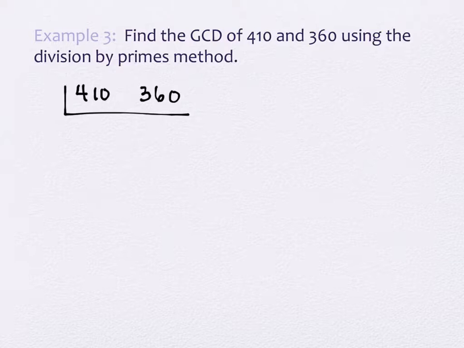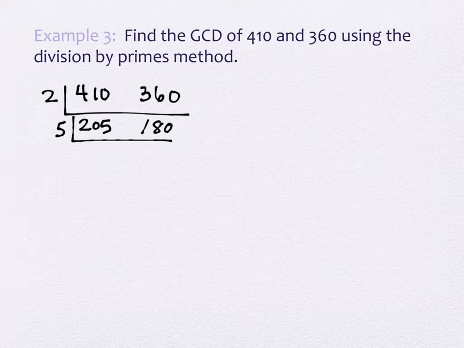So what is the smallest prime number that divides both of these? 2. All right, good. So what is 410 divided by 2? 205. And how about 360 divided by 2? 180. Will 2 divide both of those numbers again? No. Okay, so let's go to the next prime factor, 3. Will 3 divide both of those numbers? No. Will 5 divide both of those numbers? Yes.